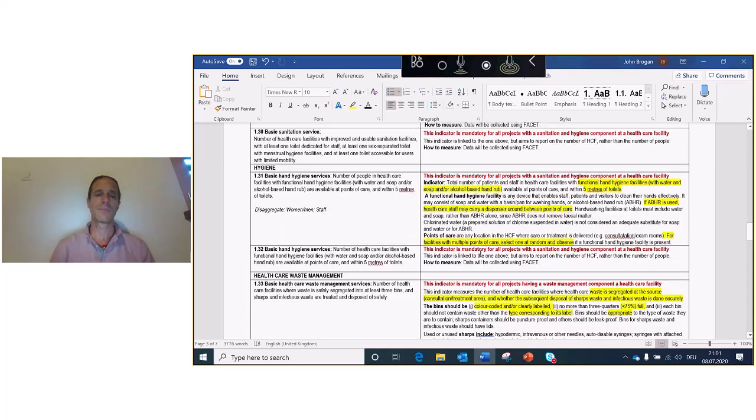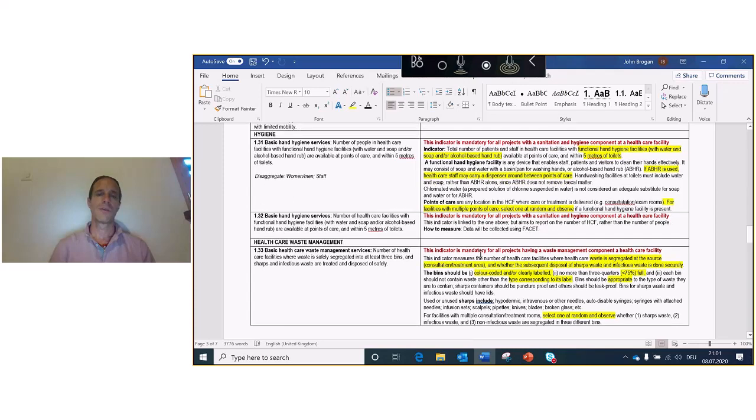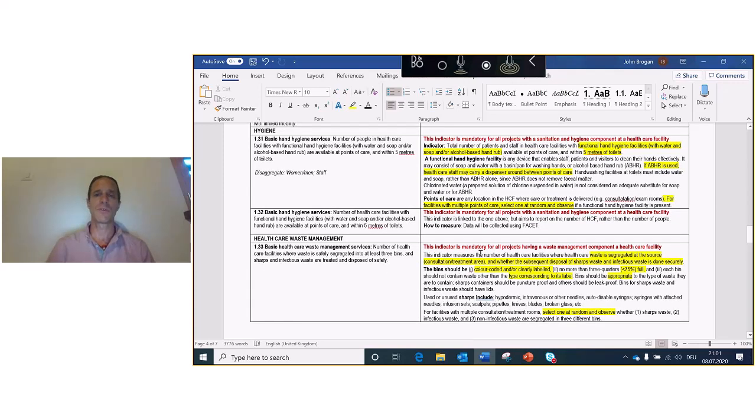Coming to hygiene, the main thing with hygiene is that there is a functional hand hygiene facility. It's available at points of care and also within 5 meters of the toilets in the healthcare facilities. So functional hand hygiene facilities mean that they have water and soap available, and in absence of soap and water, alcohol-based hand rub is okay for points of care. However, within 5 meters of a toilet, the hand hygiene facility should have both soap and water, as alcohol-based hand rub is not sufficient to remove fecal matter from the hand.